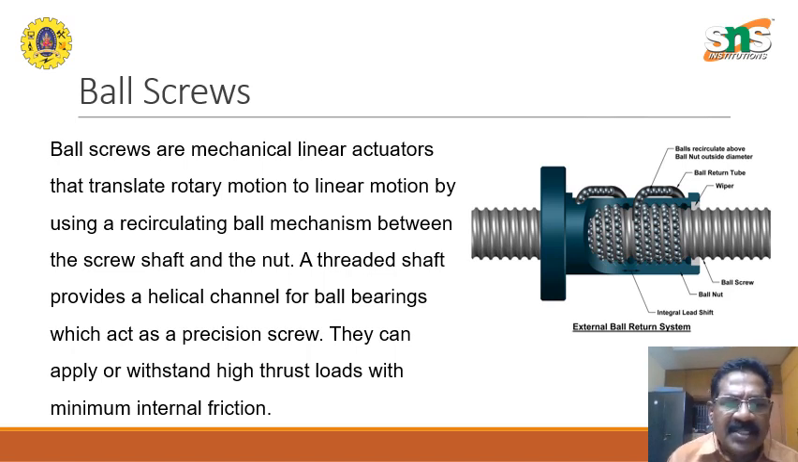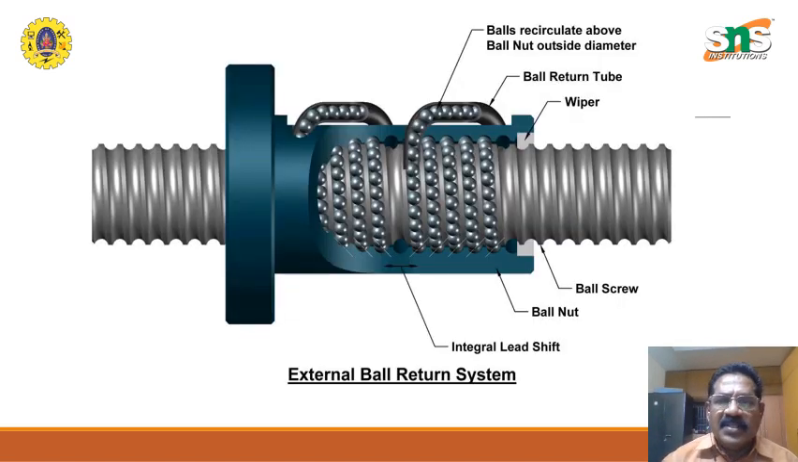A threaded shaft provides a helical channel for ball bearings, which act as a precise screw. They can withstand high thrust loads with minimum internal friction. Now, this is a bigger view of the whole thing. The balls are recirculated above, and the ball nut goes outside the diameter and recirculates and then enters it again. Because of the dust, etc., there is a wiper just before entering the ball nut, so it cleans this screw part.